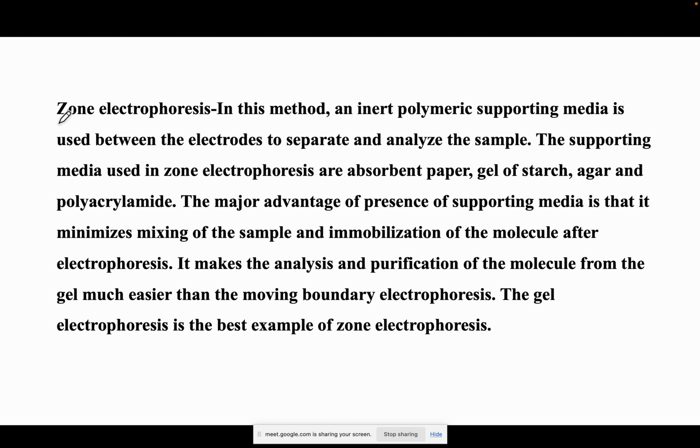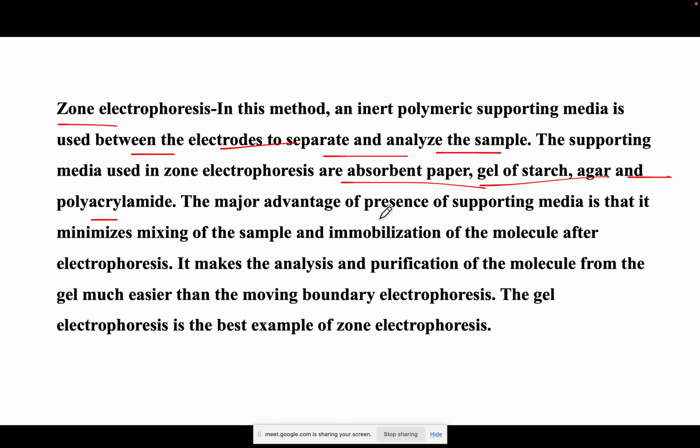Now there is another kind of electrophoresis, which is zone electrophoresis. In this method, an inert polymeric supporting media is used between the two electrodes to separate and analyze the sample. The previous method was moving boundary, so there was no polymeric supporting media; only in the buffer you were dissolving your macromolecules and it was passing by. But here, an inert polymeric supporting media is used between the electrodes to separate and analyze the sample. The supporting media used in zone electrophoresis are absorbent paper, gel of starch, agar, or polyacrylamide.